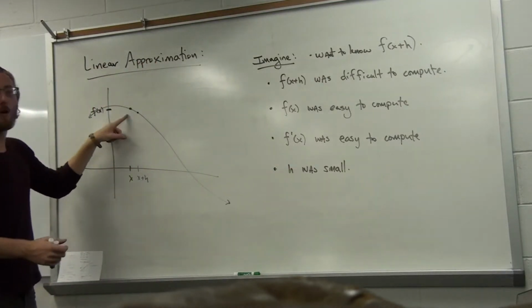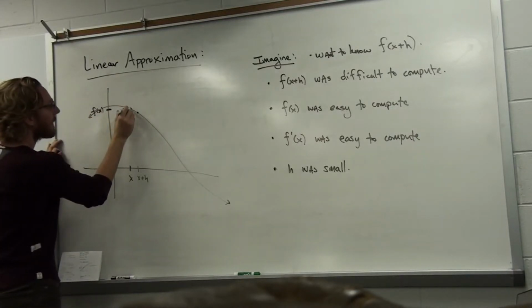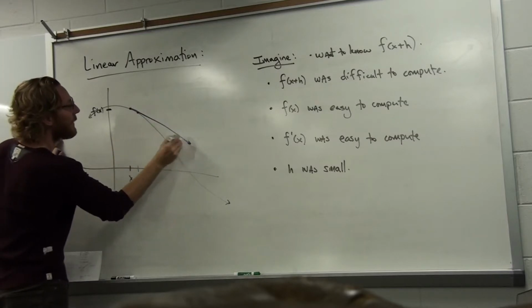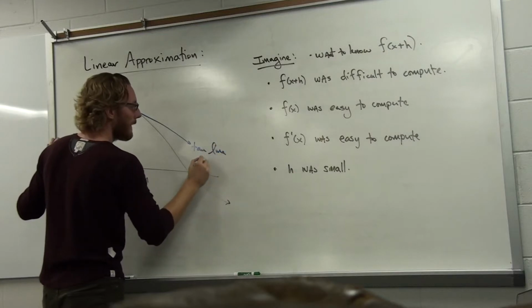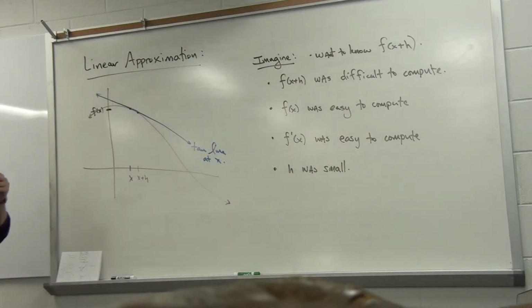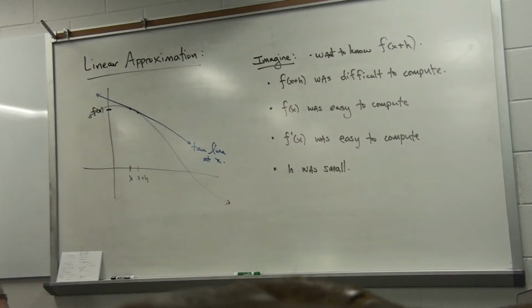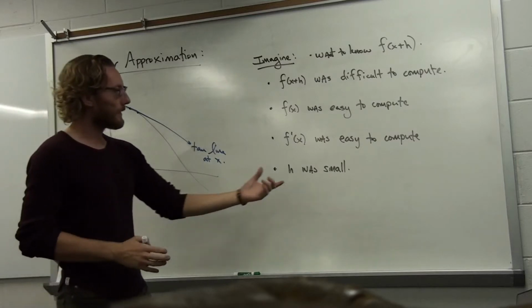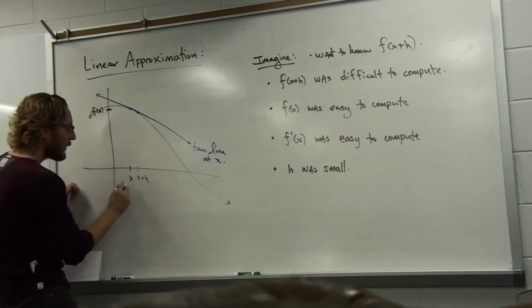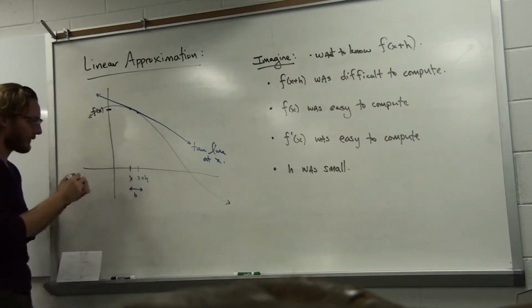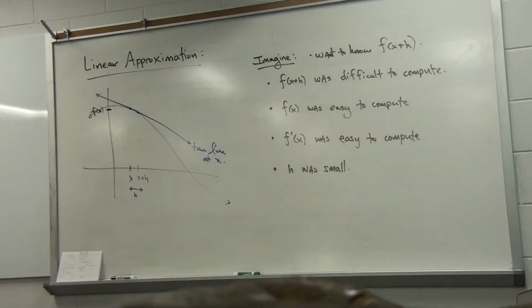Imagine it was also easy to compute the derivative at our point x. Well, if it's easy to compute our derivative at our point x, then it is doable to find the tangent line. So here, in blue, is the tangent line at x. Now, also imagine, just for the sake of keeping things tame, that our h was small. Our h is just the difference along the x-axis between the point that we know and the point that we're after computing.